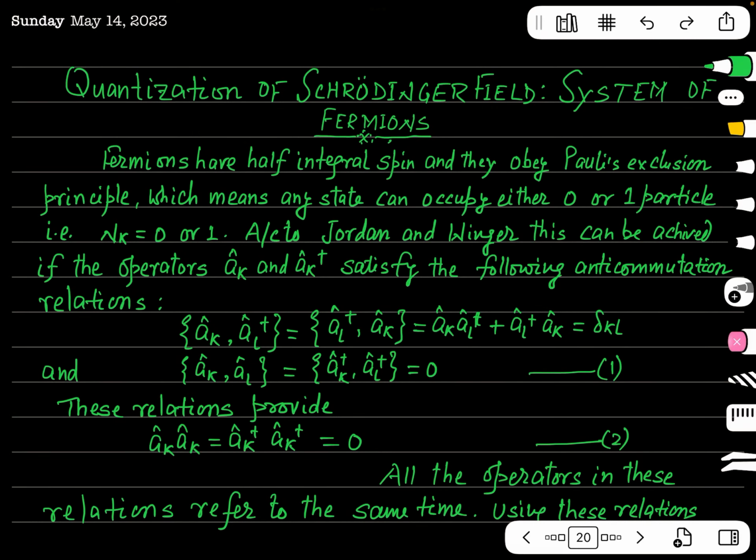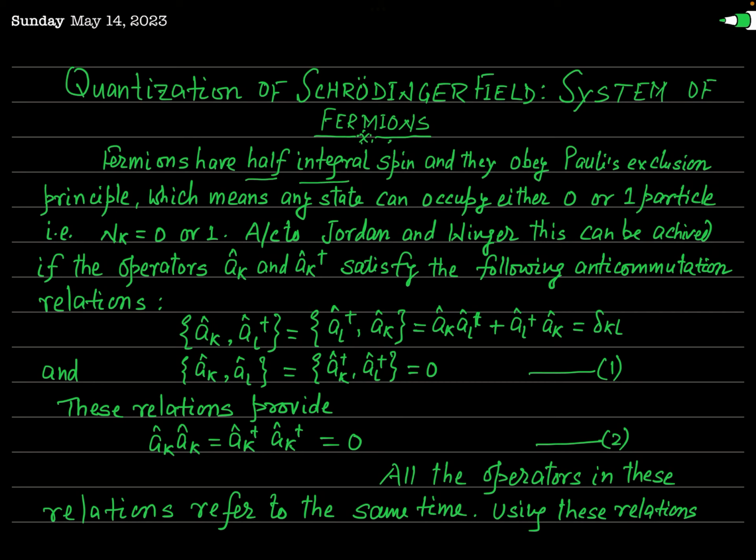In the previous lecture, we discussed in great detail the quantization of the Schrodinger field for a system of bosons. Today our aim is to discuss the same problem for a system of fermions. You know that fermions are particles obeying Fermi-Dirac statistics, and these particles have half-integral spins.